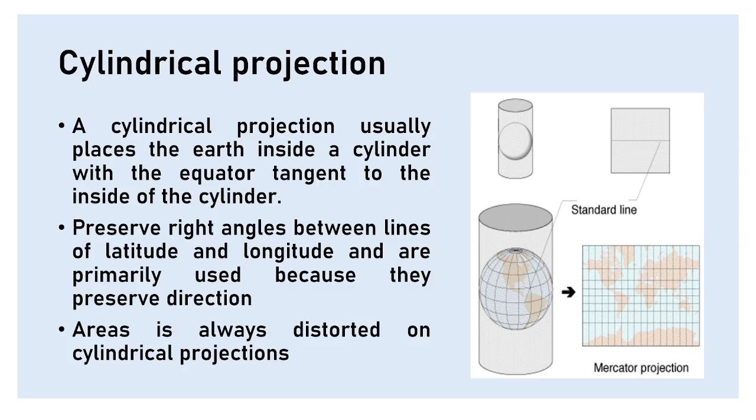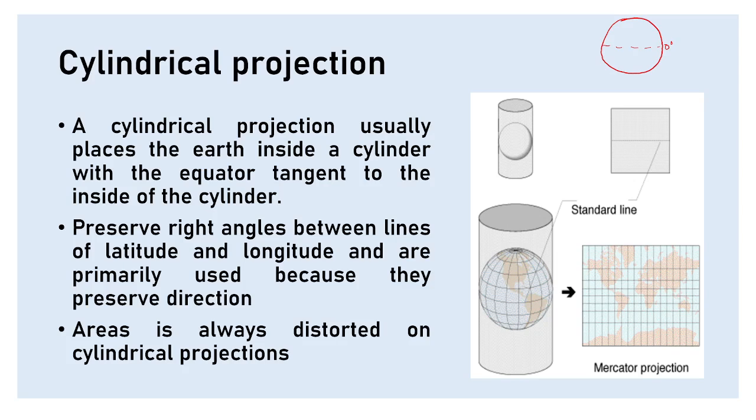So the first one is the cylindrical projection. A cylindrical projection usually places the earth inside a cylinder with the equator tangent to the inside of the cylinder. If we take a look at the earth, we are considering a spherical model, with the equator at the center where the latitude value is 0 degrees. So we consider the earth to be kept inside a cylinder. As the name suggests, cylindrical projection, right? We have a cylinder, and we keep the earth inside that.